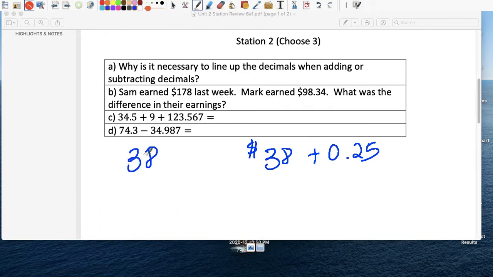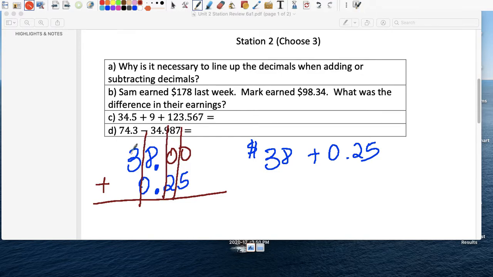Because, first of all, 38. Is there a decimal? Yes. Where is it? It's here, hiding. Then we're going to put the 0.25 under that, but decimal under decimal. We put 0.25. What do I put here on top? I'm going to put placeholders. I'm going to put 0, 0. Now, why do I do that? Because I want to add same place values with the same place values. These are the hundreds, the tenths, the ones with the ones, the tens with the tens. That's why we add them up. That's why we line them up in adding and subtracting.